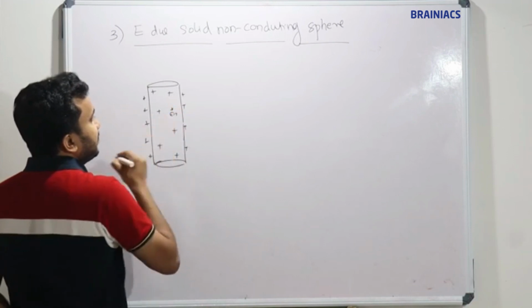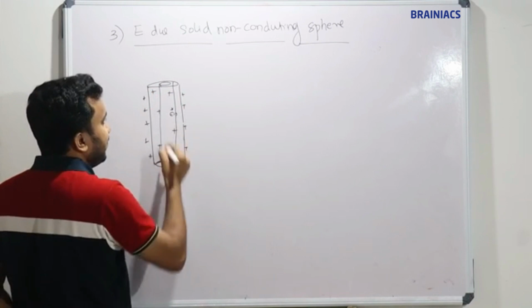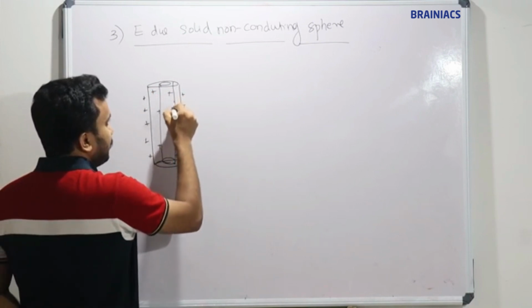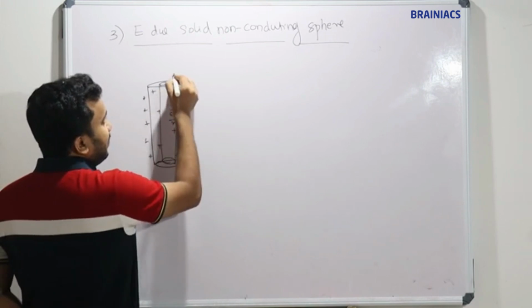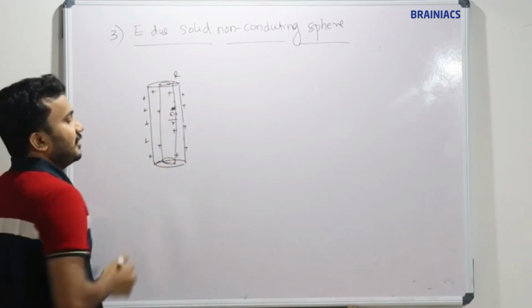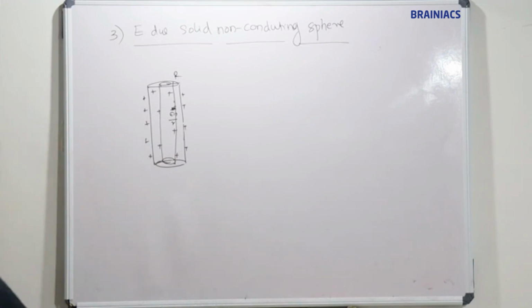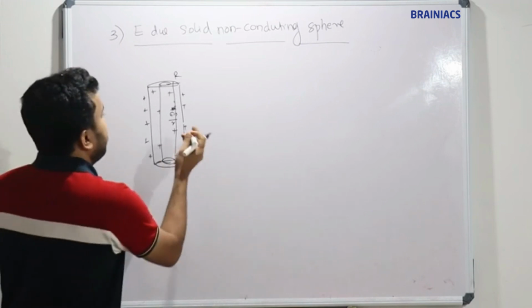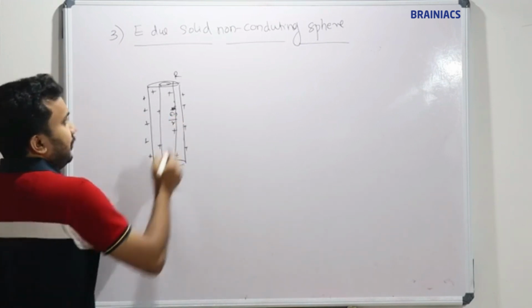So how will we find it inside? We will consider a small Gaussian surface inside, passing through this point. This is at a distance of r, and the original radius is R and the inner cylinder radius is r, which means I am going to find the electric field intensity at a distance of small r meter away.